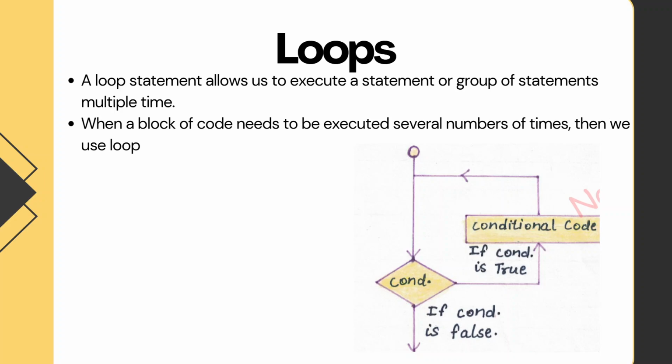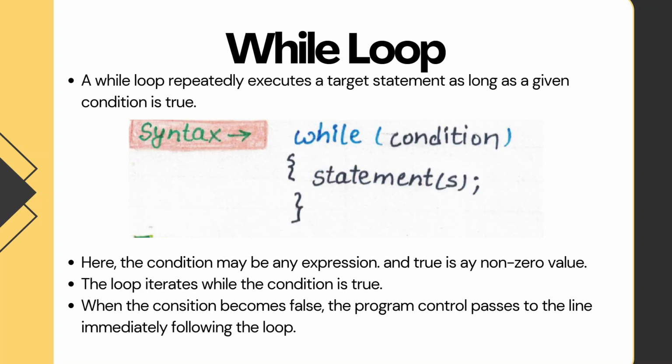The flowchart of the loop is given. First, we start and take the input. Then we check the condition. If the condition is true, then the conditional code will be executed, and again the condition will be checked. If the condition is false, then the loop is exited. While loop: a while loop repeatedly executes a target statement as long as a given condition is true.